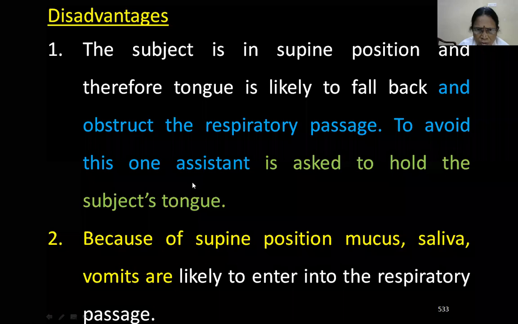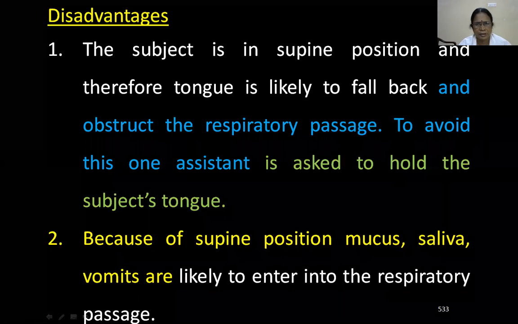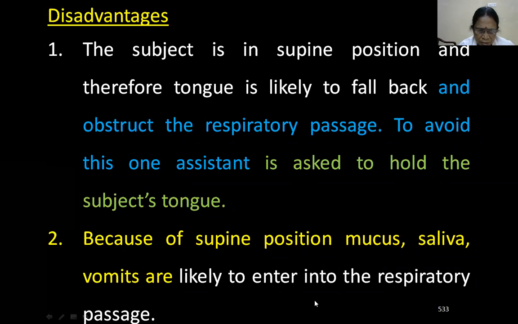And therefore, all the way, we have to see that the tongue doesn't fall back. We have to keep an eye on it, otherwise there's no use. Another disadvantage is that mucus etc. is likely to enter the respiratory passages. In a prone position, this danger is not there. In a supine position, we may remove some of it, but a little bit may remain, and this may enter the respiratory tract and further obstruct the airway passages.